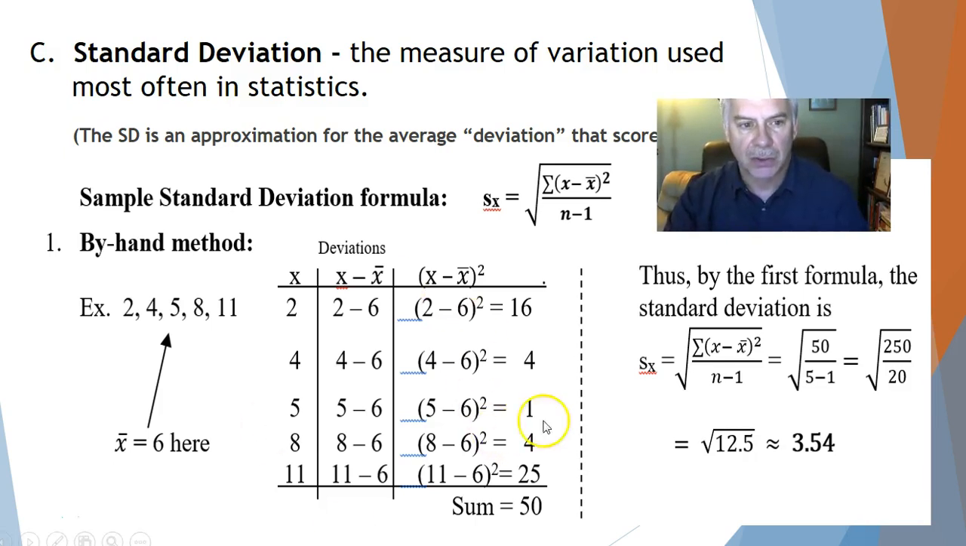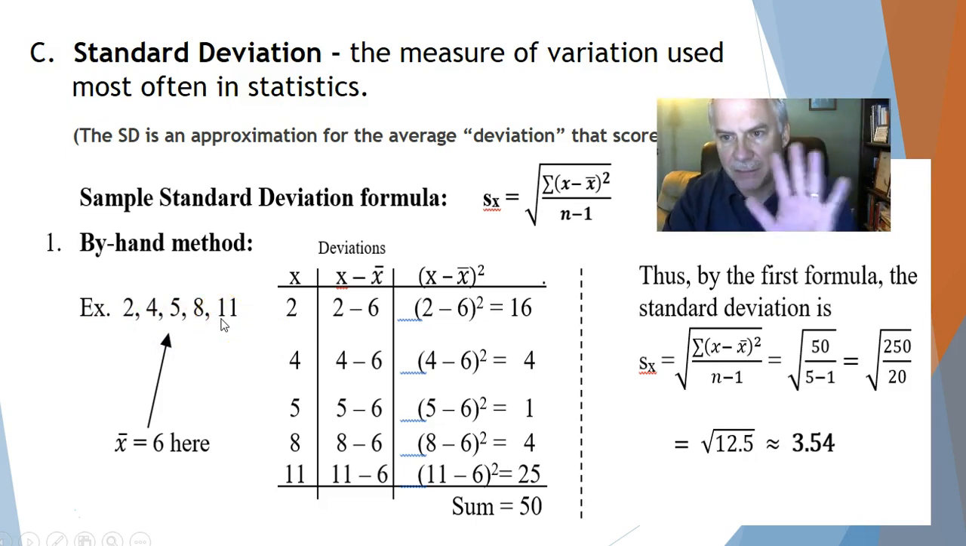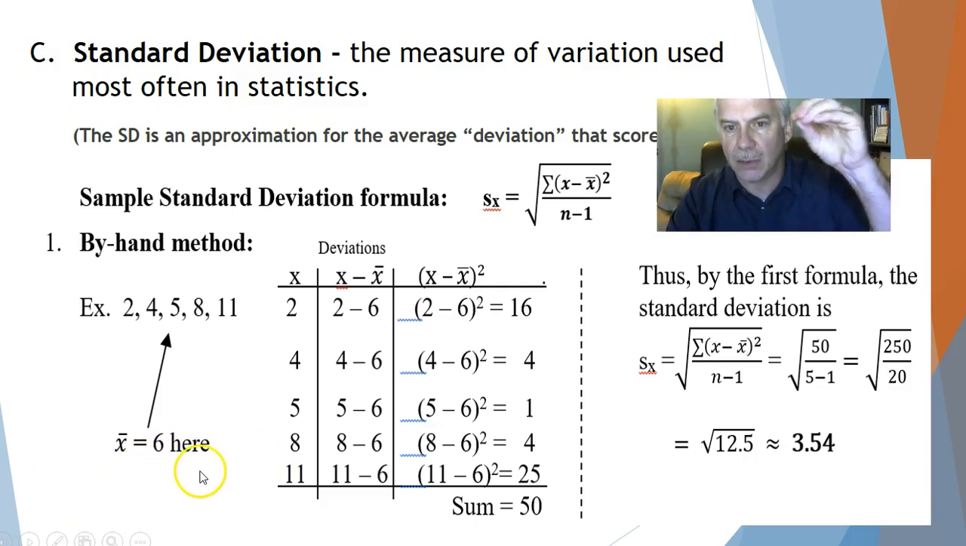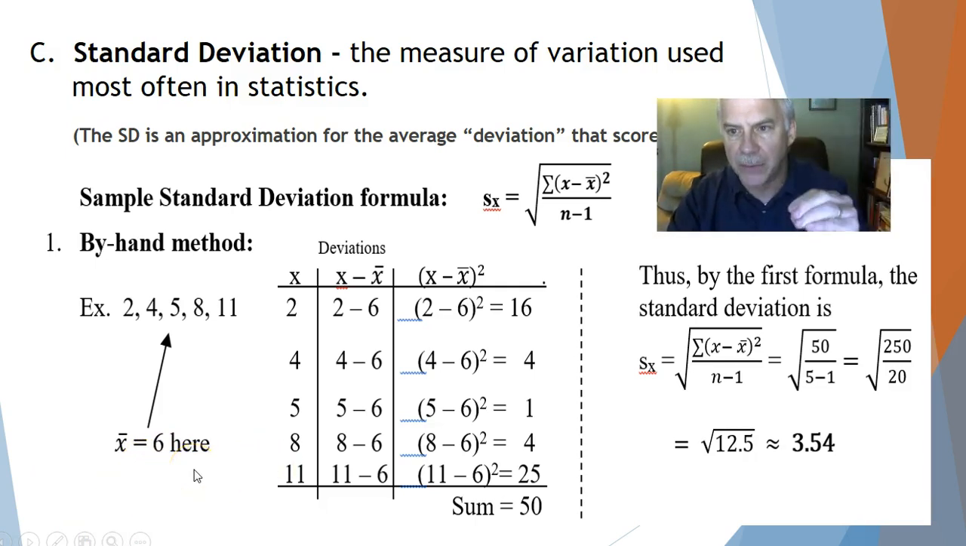All right. So suppose you have the data 2, 4, 5, 8, and 11. So that's your data. You've got 5 scores. So if you add up those scores, it adds up to 30. So 30 is your sum of all the numbers, and you divide it by 5 because there's 5 numbers, and so x bar is 6. X bar is the mean or the average of the sample. So 6 is your average of the sample.